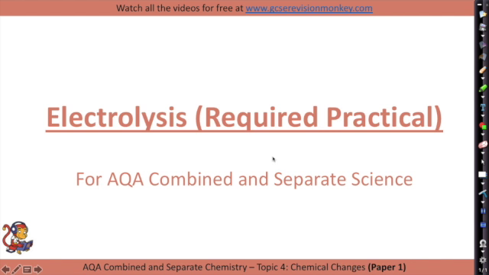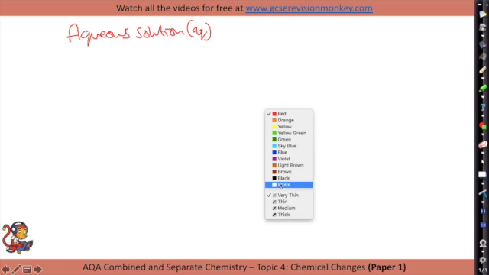There is also a required practical on electrolysis, so be prepared to describe a method to set up electrolysis and also predict the results of the electrolysis. For this we're going to be talking about electrolysis of aqueous solutions. That's when they are dissolved in water. So not only will you get a particular ionic compound, but you will also get the ions that are found in water. So you need to be able to draw a setup from scratch.